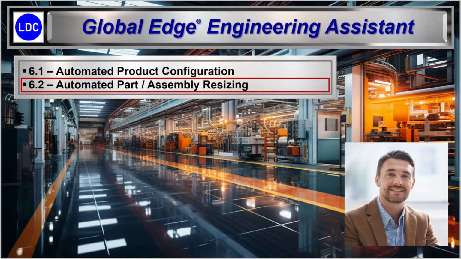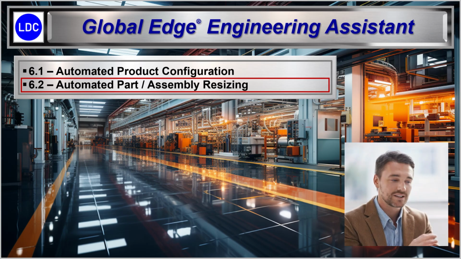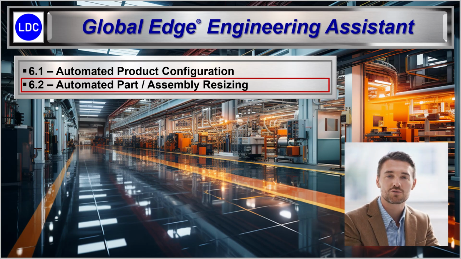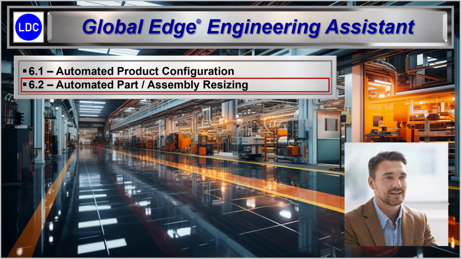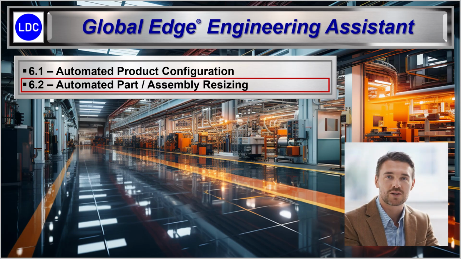Step 6.2 extends the capabilities introduced in Step 6.1 by demonstrating the automated resizing of SolidWorks parts and assemblies based on the configured CAD parameters generated by the configuration engine. This capability automatically updates model geometry to match selected product configurations, ensuring accuracy, consistency, and design integrity while eliminating the need for manual CAD modifications.